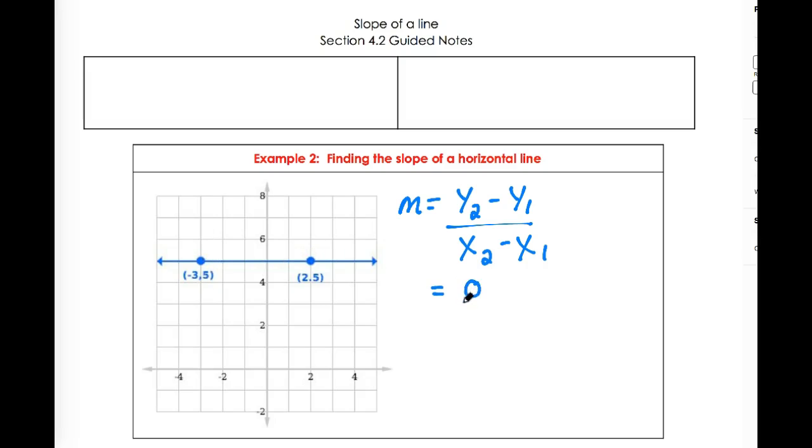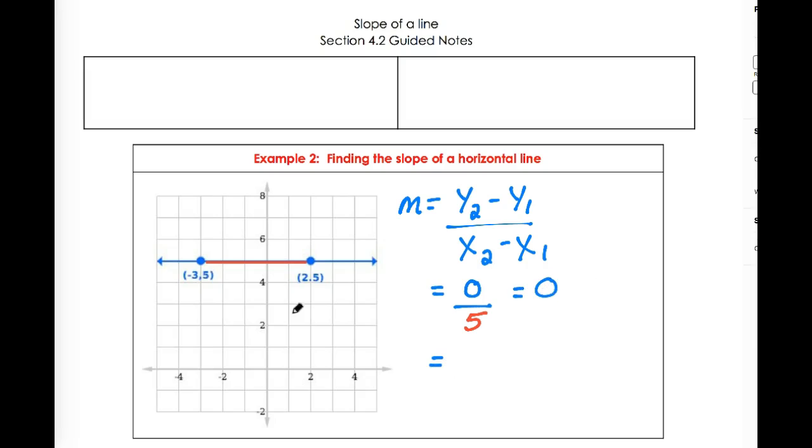So that's 0 over, well, how far do we go to the right? We count 1, 2, 3, 4, 5 spots. And it doesn't matter. 0 divided by any number is always 0. So the slope of the line is 0.